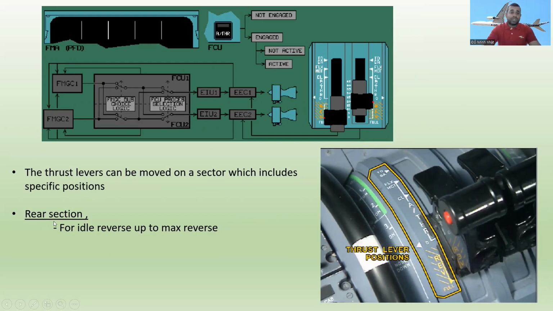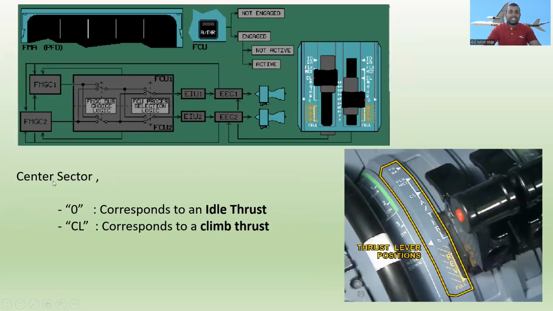The first one is the rear section, the rear area, for idle reverse up to max reverse. Here is the idle reverse and this is the max reverse. You can see the reverse section. And then the center section.